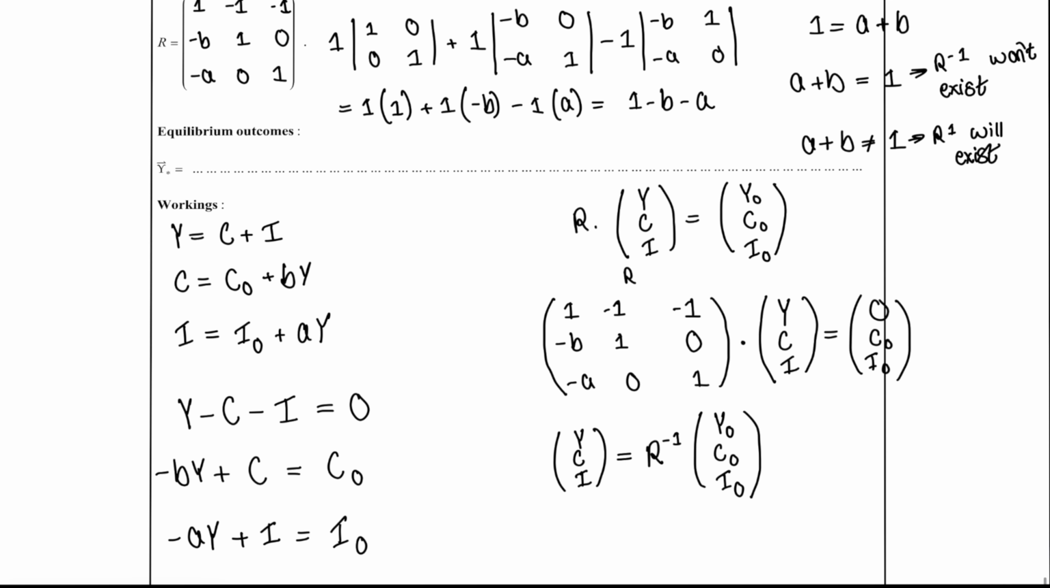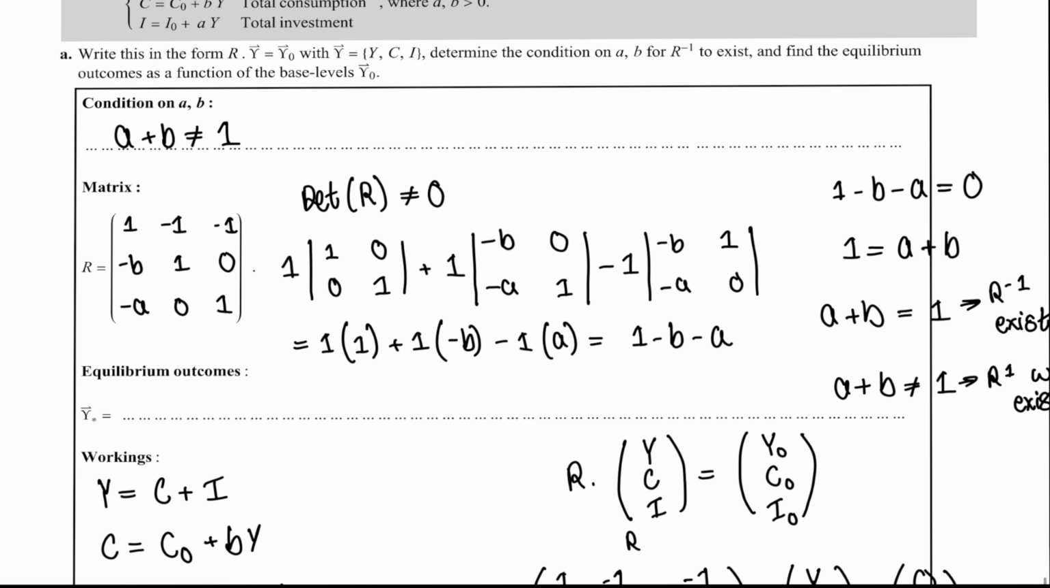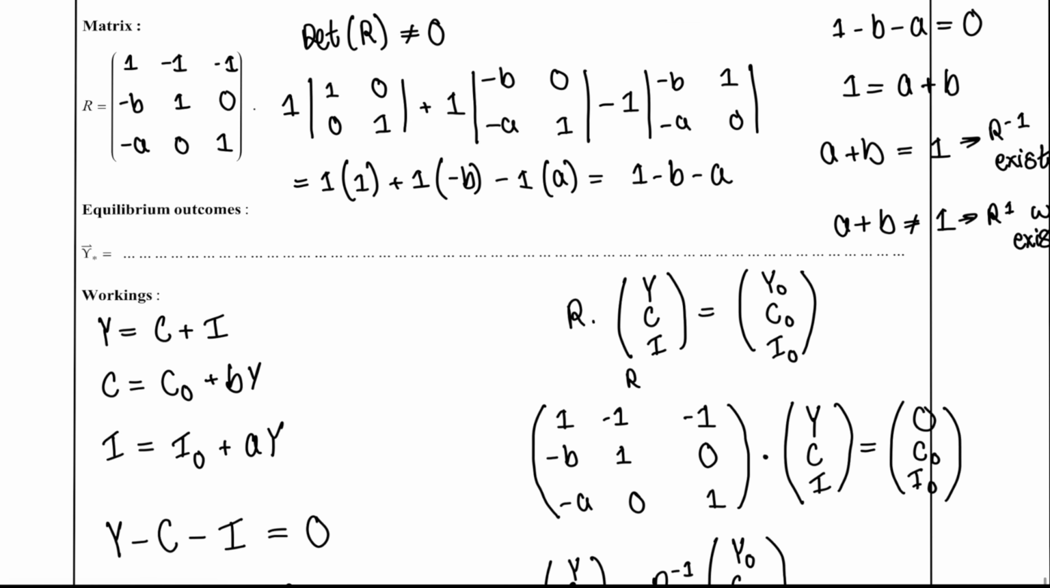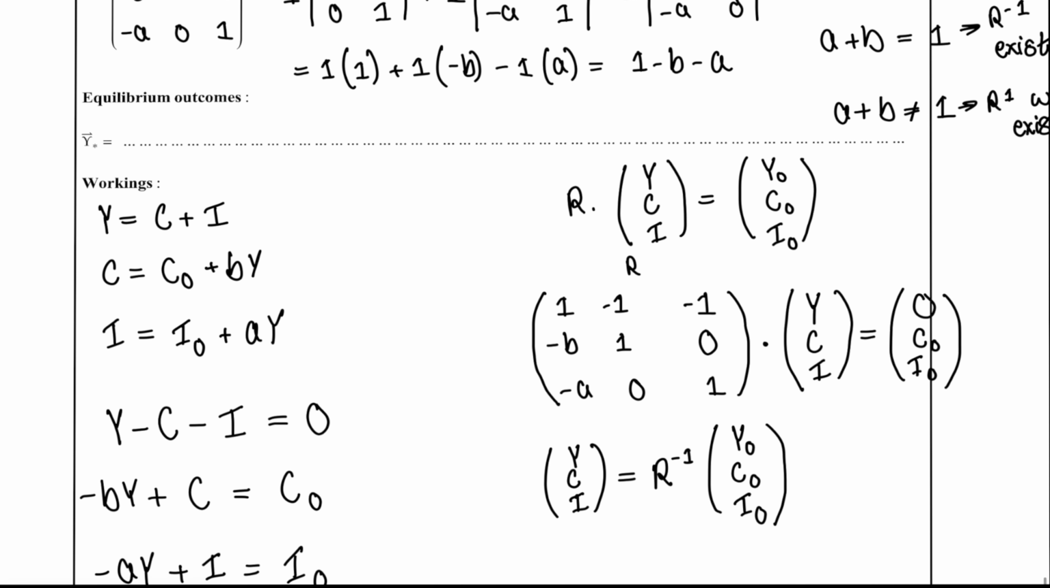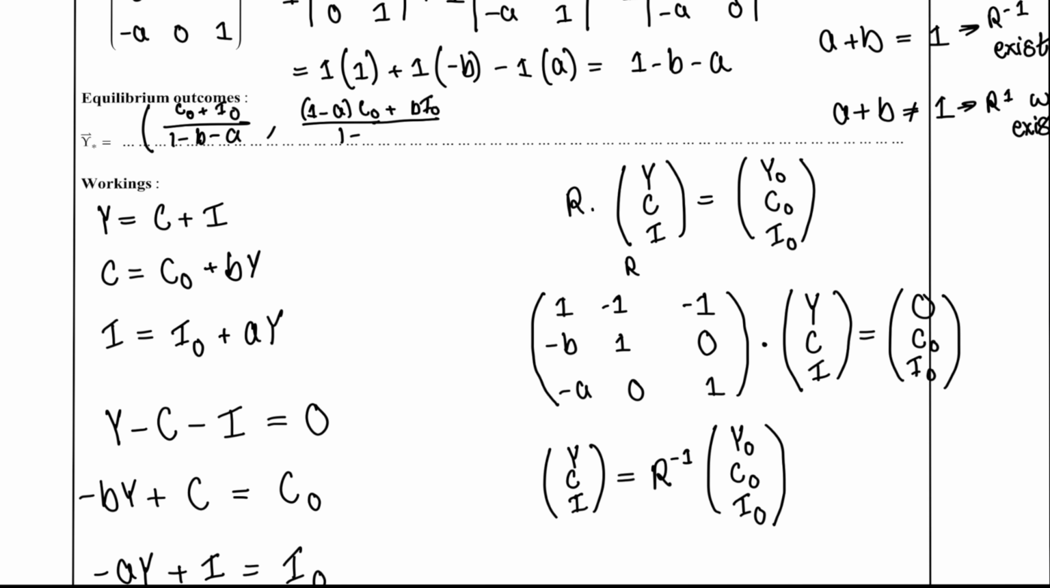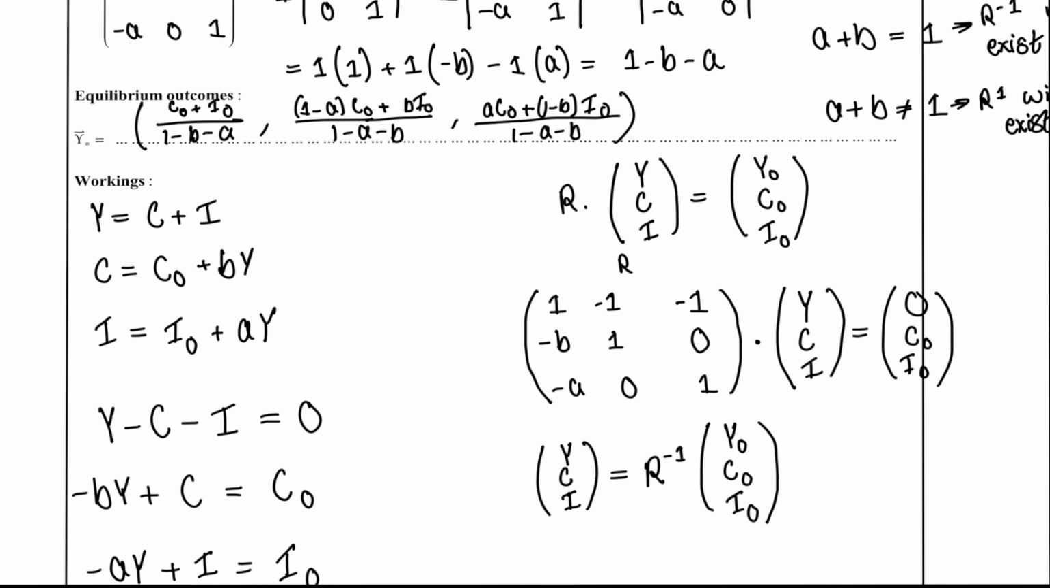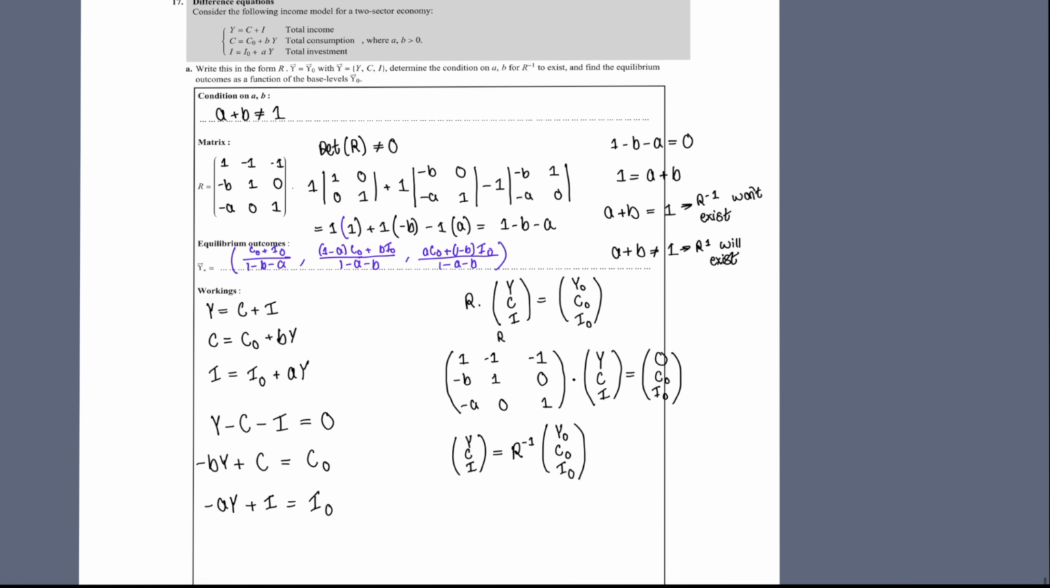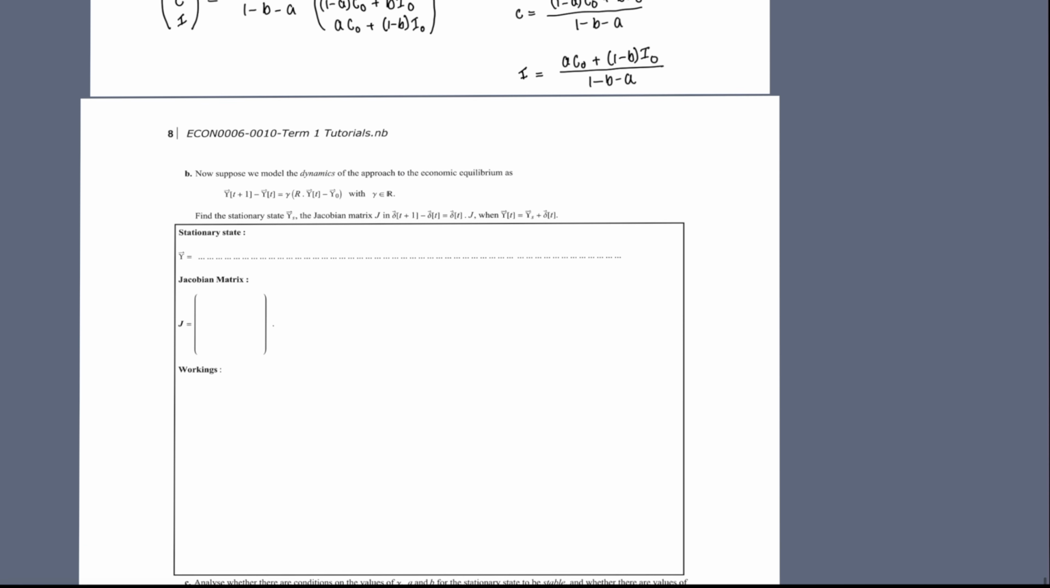So those are our solutions, or the equilibrium outcomes. So if we just fill that in now, we would have this. Cool. So that's part A done.